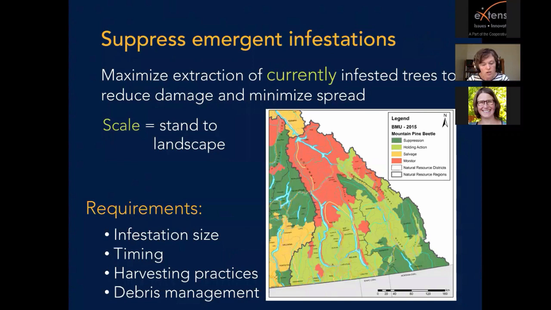So the darkest green color is the suppression strategy. And the strategy there is really to remove at least a minimum of 80% of infested material. And this is to try to minimize the spread. And then as you move through these colors, you have monitor. So these are areas of the landscape that have very low risk of, in this case, mountain pine beetle impacting the area. So it's just a monitor.